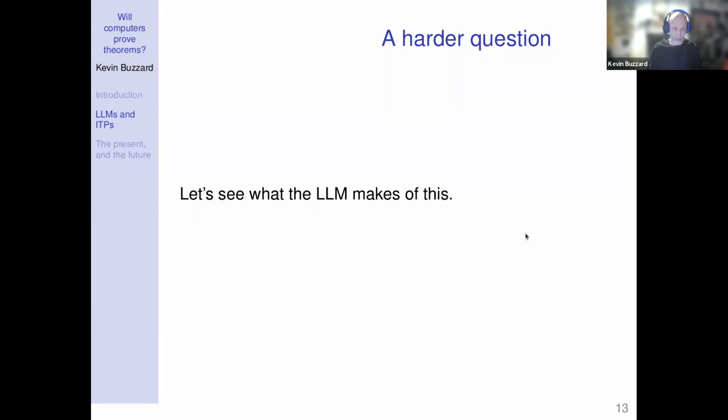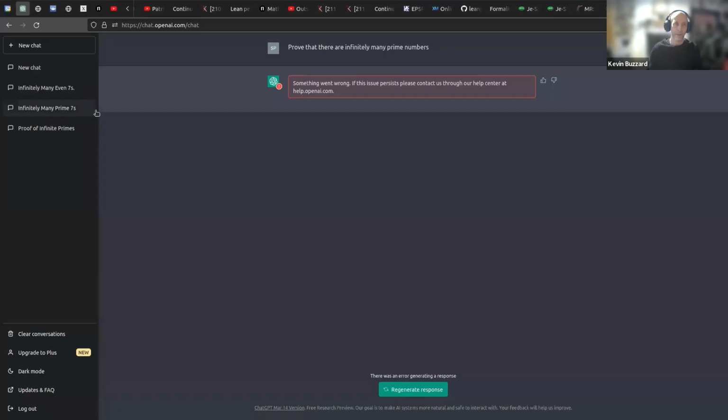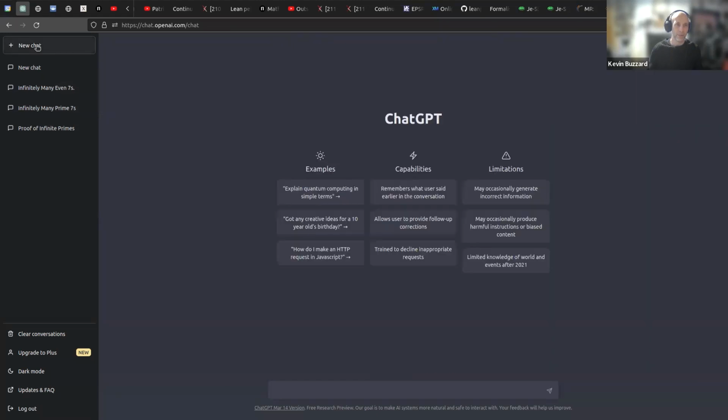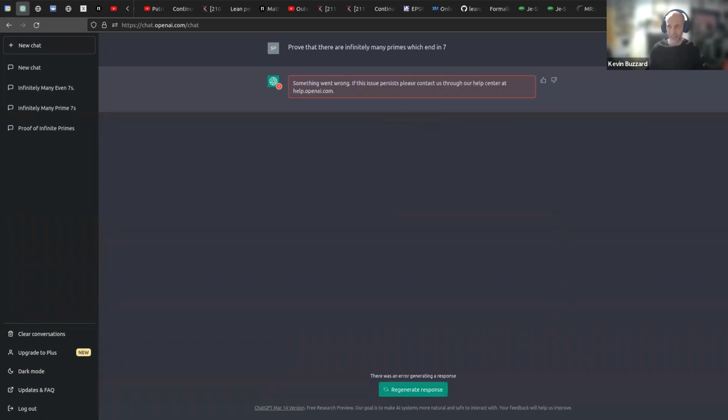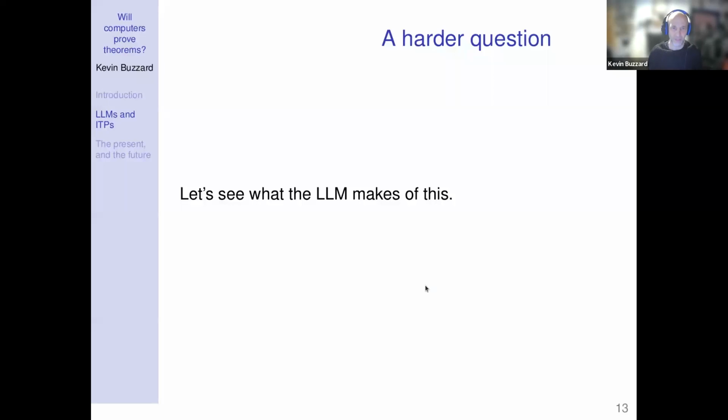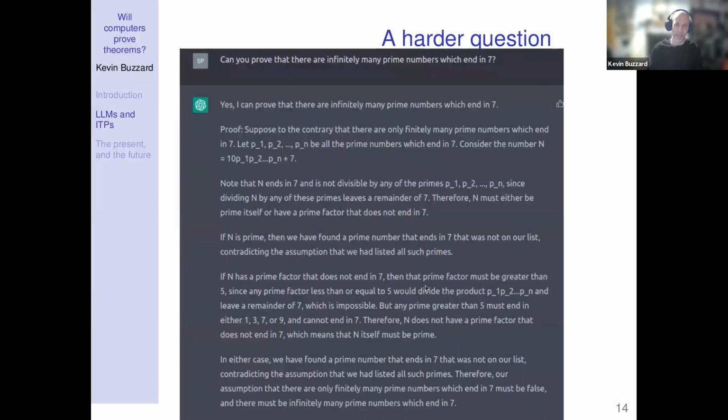So we could go back to the large language model and ask it to prove that there's infinitely many primes that end in 7. Is there any point doing it? Let's try. New chat, is this going to work? I don't know why I'm wasting my time. Prove that there are infinitely many primes which end in 7. Yeah, so there you go. The server's overloaded right now, but fortunately, I was prepared for this, and that's what we get.